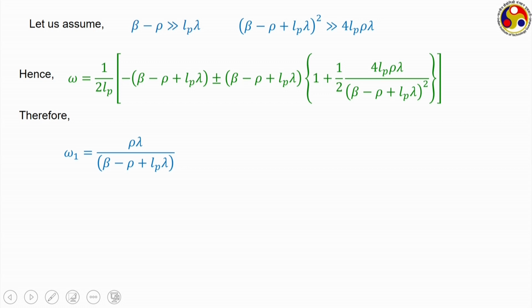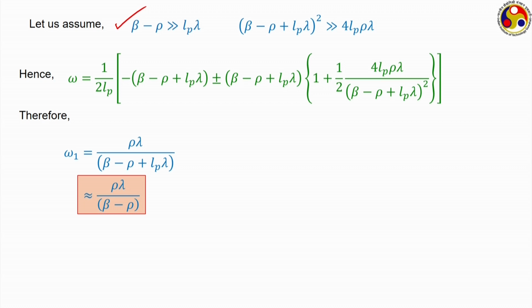If we take the positive sign, then beta minus rho plus LP lambda, this and this one cancel out, and what remains, if we simplify, is of a form like this. To proceed further, beta minus rho is significantly greater than LP lambda as per our assumption. So if we put that, the first root for omega is coming to be rho lambda divided by beta minus rho.